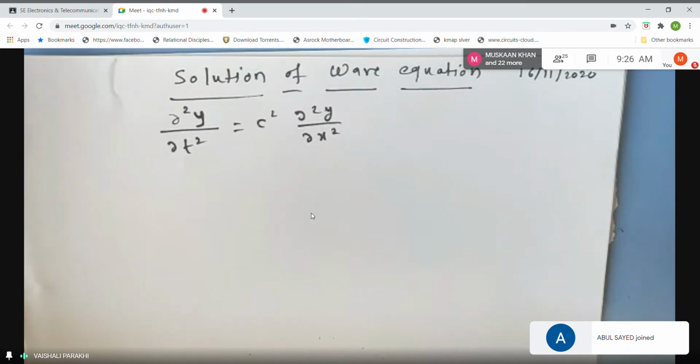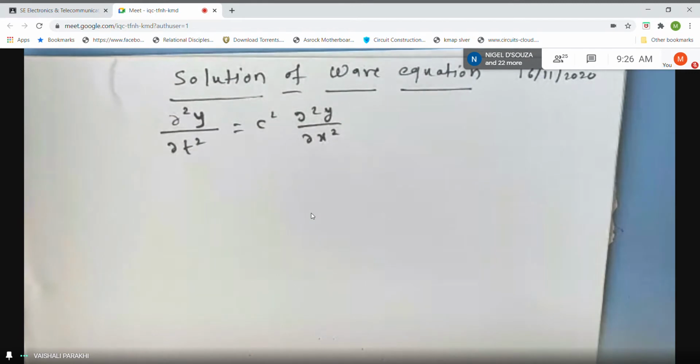We derived this equation last time by looking at the transverse vibrations of the stretched elastic string, right? And now today I will tell you how to go about the solution. As I mentioned last time in class, students, if it is asked to derive the one-dimensional wave equation, then whatever we did in the last class is called the derivation.